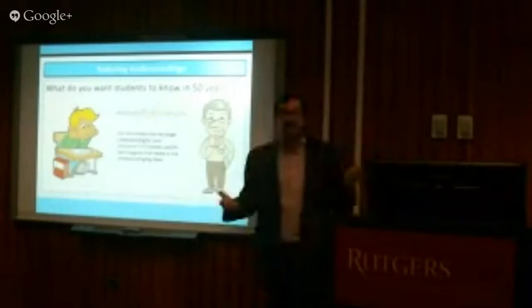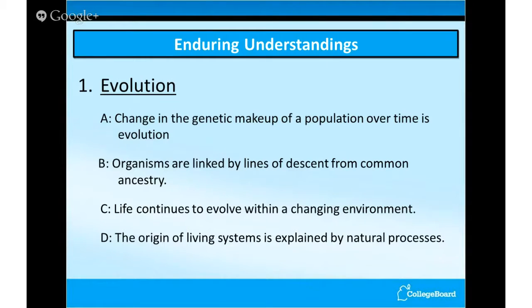Well, let's look. The first big idea was evolution. Here are the 4 components, right? So the change in genetic makeup of a population over time is evolution. I don't know if you guys can all read this, and I don't want to have to read everything that's on the screen. But this is what we want a student to know about evolution in 50 years, right? Not necessarily just the Krebs cycle or something like that.